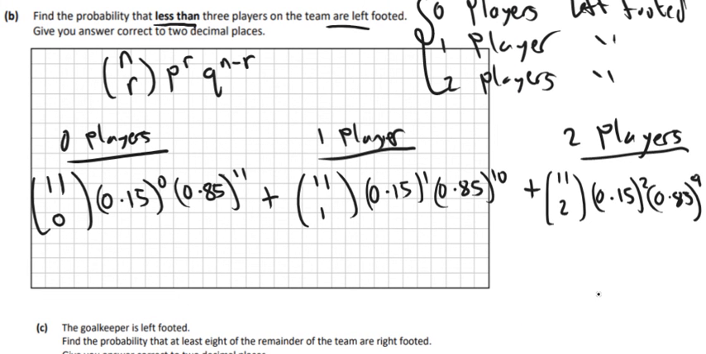So then you can put all that in the calculator together if you want, or maybe the best thing is to work out each of them and add them all together. But at the end they want the answer to 2 decimal places, so when you put all that in and add them all together, you'll get 0.78. So that's the probability then that less than 3 players on the team are left-footed.